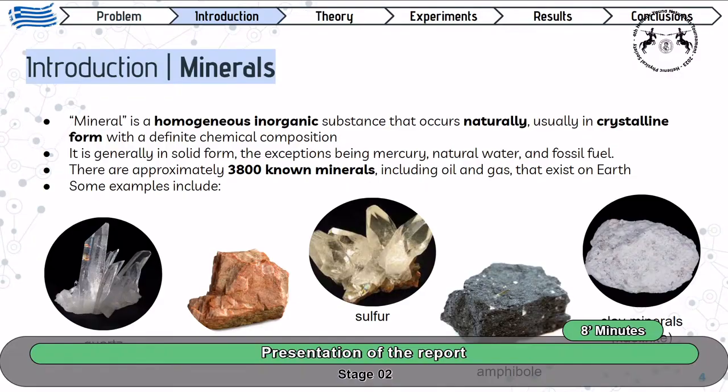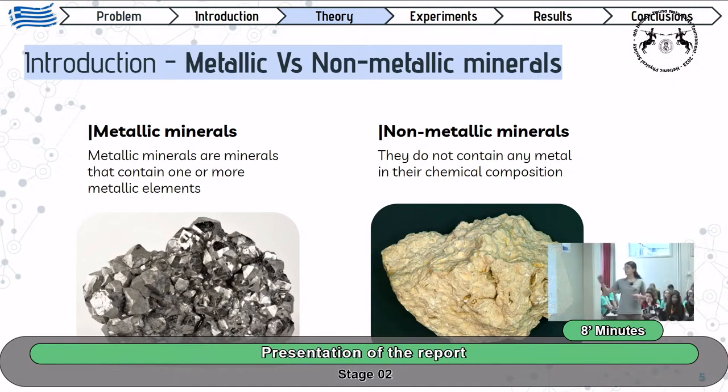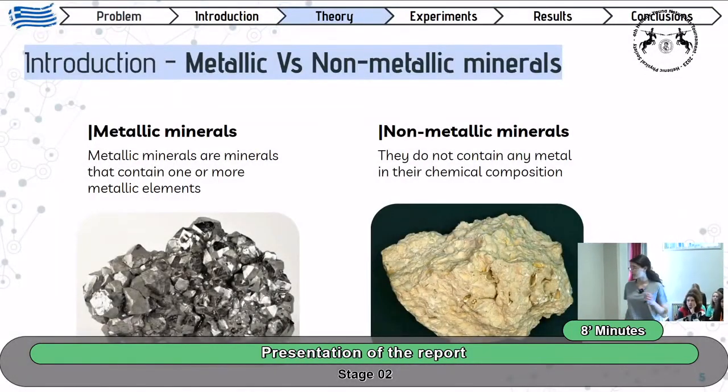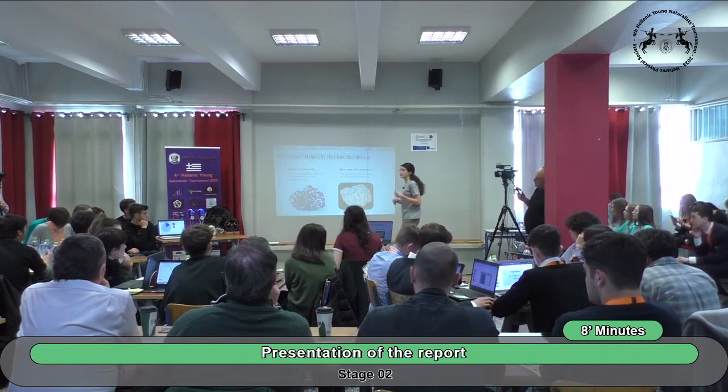Next slide, please. Now, let's look at the difference between metallic and non-metallic minerals. Metallic minerals are the minerals which contain one or more metallic elements, as we saw with iron sulfide as well, while non-metallic minerals do not contain any metal in the chemical composition. So as we can see here, metallic minerals are the ones that do have a metallic luster. They are, let's say, shiny on the outside, but non-metallic minerals, because they do not contain any metallic elements in the composition, do not have that luster.